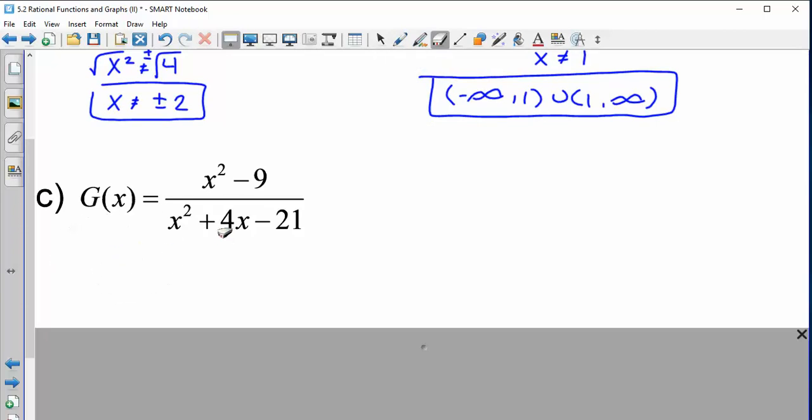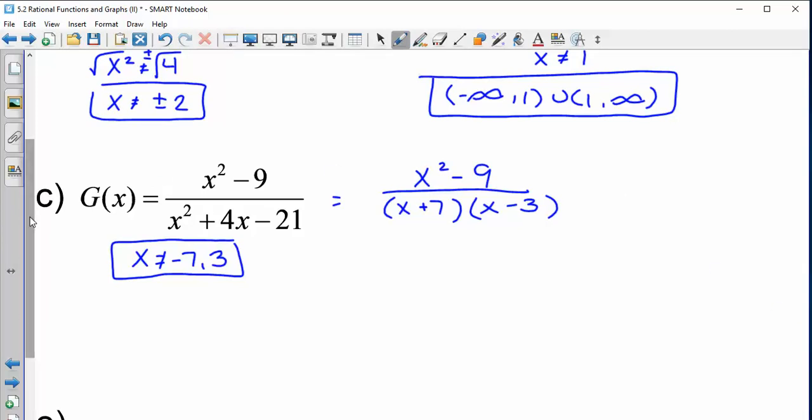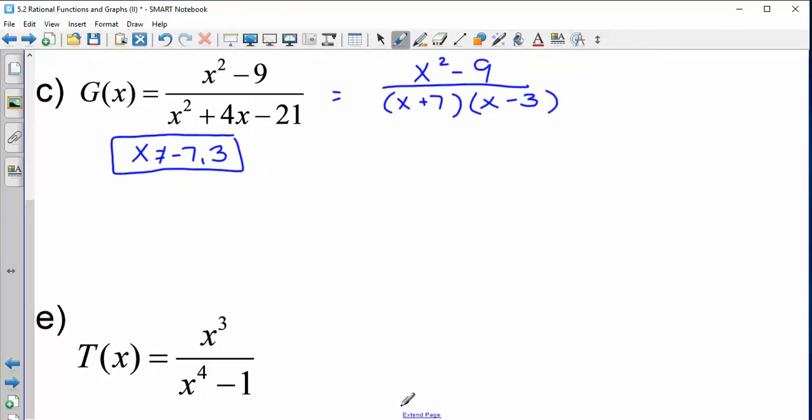So if I just started out by factoring, what multiplies to negative 21 and adds to positive 4? So what can x not equal on this one? D.